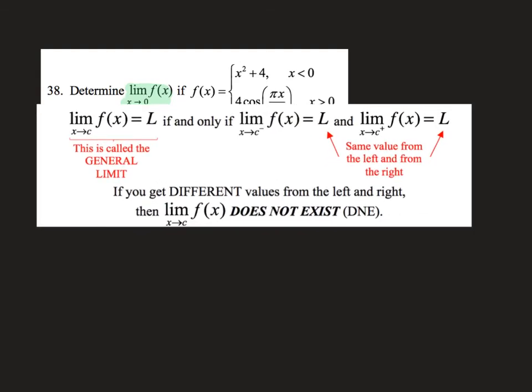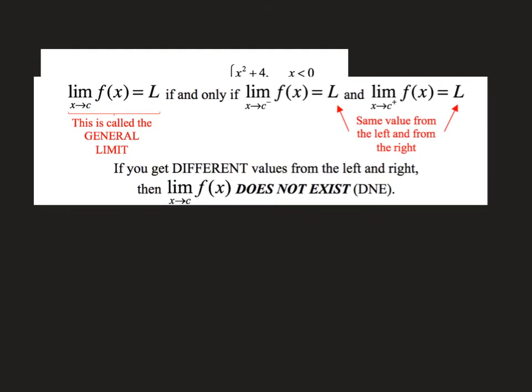In question number 38, I'm asked to determine the limit as x approaches 0 of f of x. Notice this is a general limit. We talked about this in limits number 1. Let me just remind you what has to be true for that general limit to exist. We know it's a general limit because there's not a little plus or minus on that c in that exponent position.